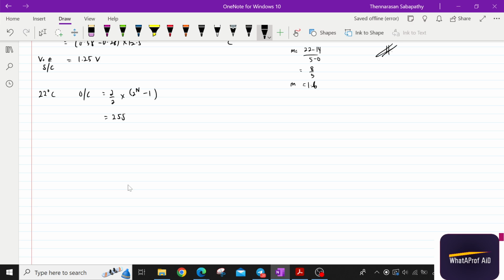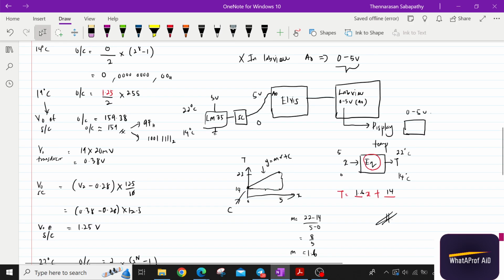Okay, so apart from this minimum and maximum, if they ask any value, you have to do the whole thing: from sensor to signal conditioning, then from signal conditioning to the ADC output code.